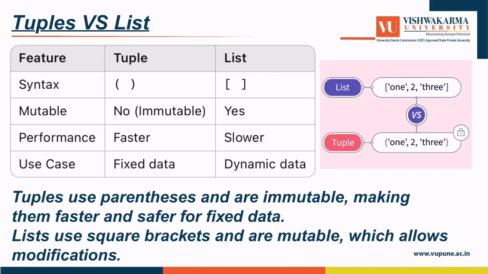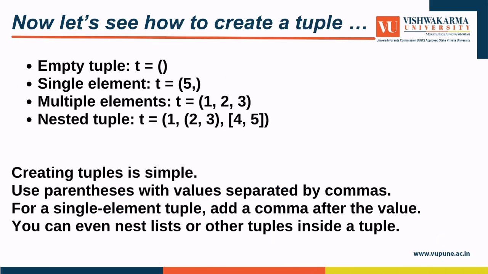Now let's see how to create a tuple. Creating a tuple is simple. Use parentheses with values separated by commas. For a single element tuple, add a comma after the value. You can even nest lists or other tuples inside a tuple. So this is how a tuple is created. As you can see, empty tuple, single element, multiple elements, nested tuple. All the values are given over here.